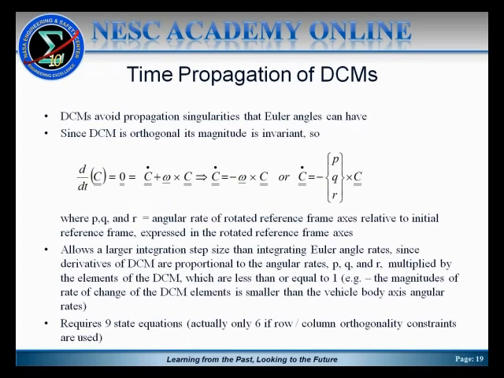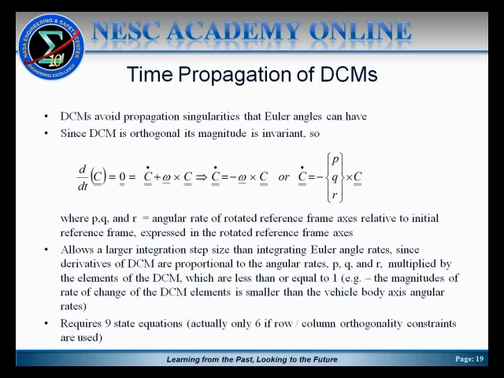Similar to Euler angles, you can perform time propagation of DCMs. If you have an initial DCM and some prescribed angular velocity of an object or a frame, then as time progresses you can calculate the rate of change of the elements of the DCM as shown here. I'll describe how you come up with the equation for calculating the rate of change, C dot. Since the DCM is orthogonal, its magnitude is invariant. So if you take the time derivative of that 3 by 3 matrix, or that rank 2 tensor, if you will, it is equal to 0 because it is invariant.